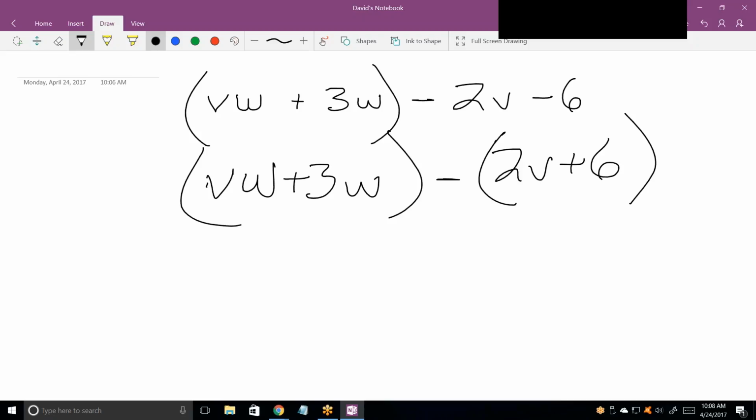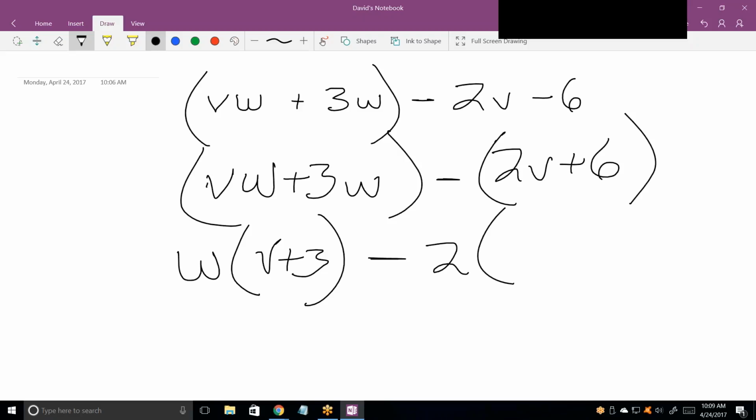Okay. Now, factor out what you can from the left expression. Factor out the greatest common factor from the left parentheses. W. Leaving V plus 3. Factor out the greatest common factor from the right parentheses. 2. Leaving V plus 3. The only way grouping ever works is if that's the same as that.